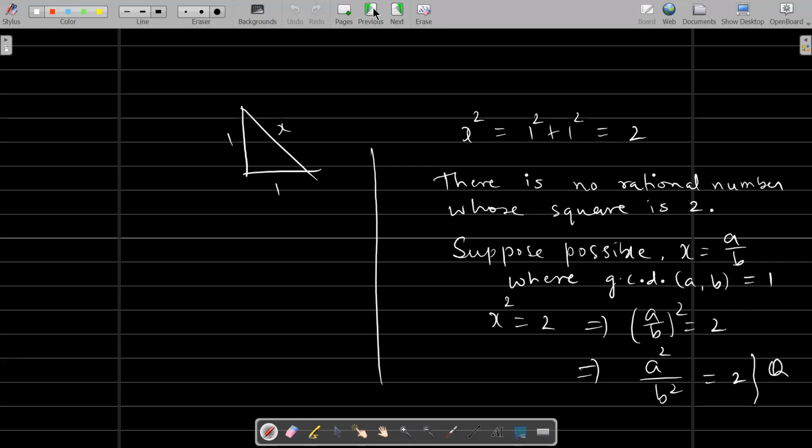But sir, could we do a similar proof for any number which doesn't make a perfect root? Yeah. Well, we could do it for 6, we could do it for 8 and all of that stuff. Yes.